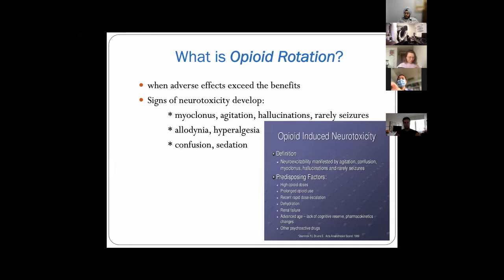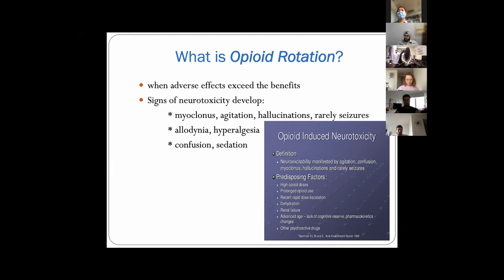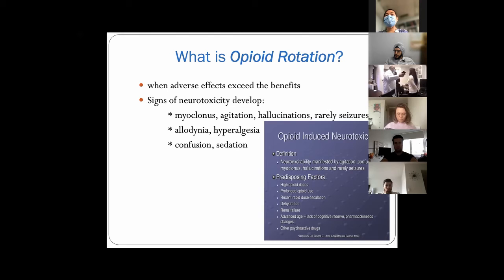And in this slide, we've included several predisposing factors, whether it's dehydration or renal failure, which is really the more common cause of opioid neurotoxicity. And also when you're going up too fast, too quickly, and not giving time for the body to achieve steady state, that's when you'll really experience opioid neurotoxicity.